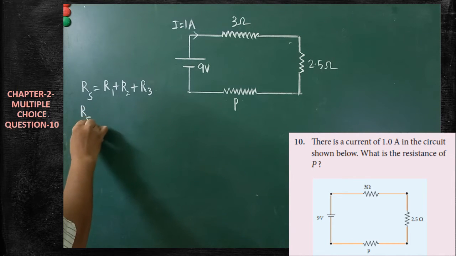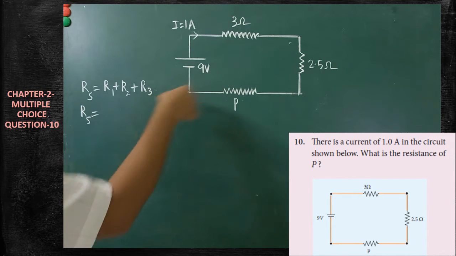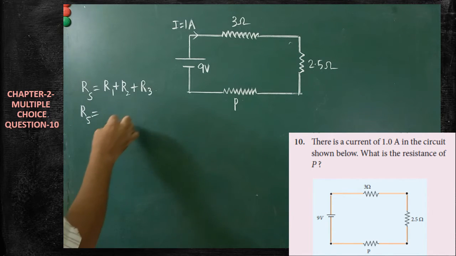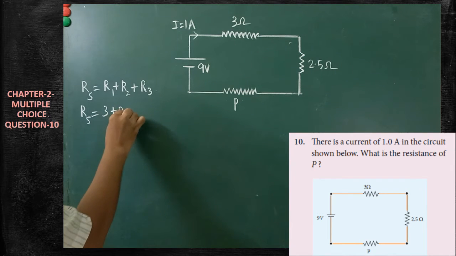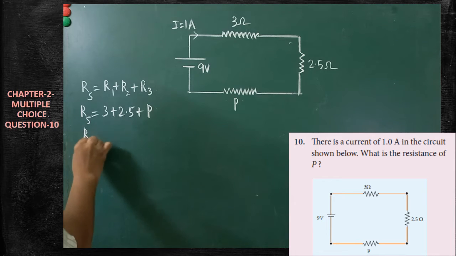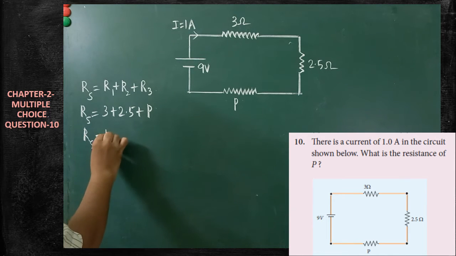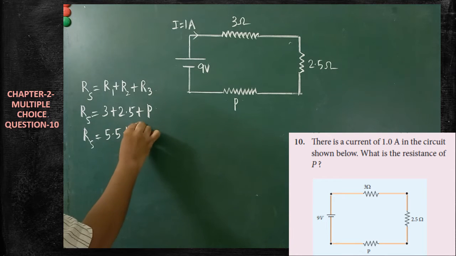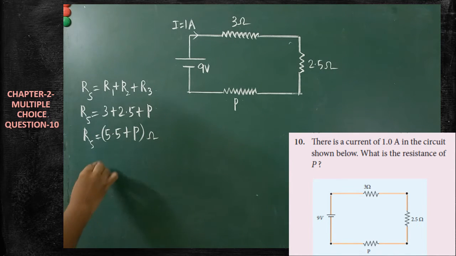Since they are all in series, that could be written as Rs. R1 value is 3, R2 value is 2.5. The unknown resistance can be written as P. Therefore, Rs can be written as 5.5 ohm plus P. This is the unknown one. Apply Ohm's law.